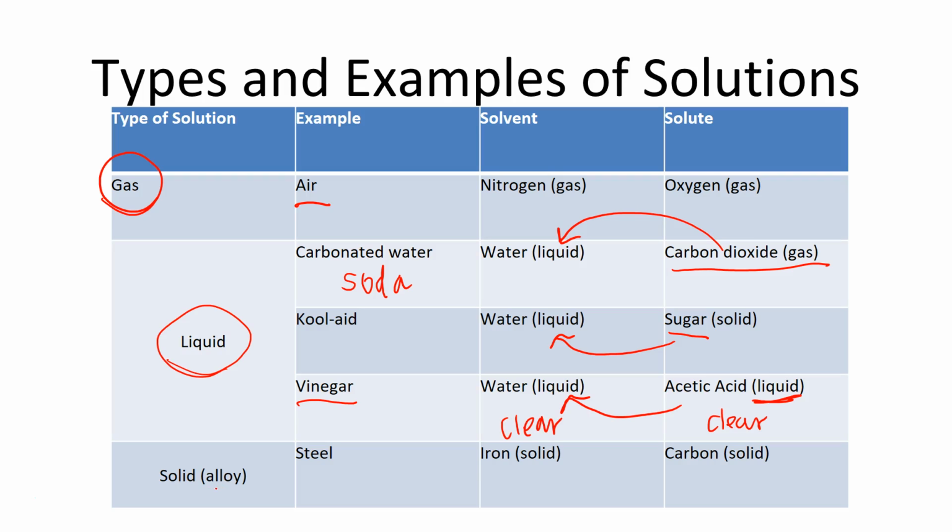Now, a solid solution has a special name called an alloy, okay, and that's very important to remember. And an example would be steel. Steel is made up of iron and carbon, and the reason why is because iron by itself is strong, but not nearly as strong as when you mix it with a little bit of carbon, and it really combines in order to increase the strength.